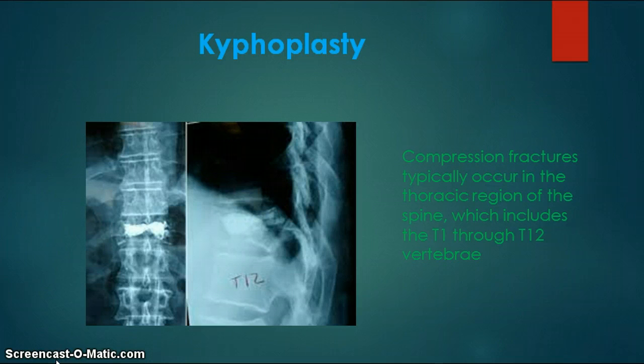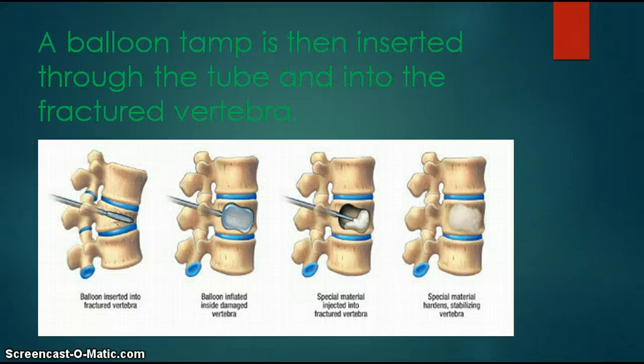The goals of kyphoplasty are to reduce pain from the fracture, stabilize the vertebra, and restore the vertebra back to its normal height. In the procedure, the patient lies face down on the operating table. The surgeon makes a small half-inch incision over the affected area. Using X-ray guidance, the surgeon inserts a narrow tube through the pedicle into one side of the fractured vertebra.